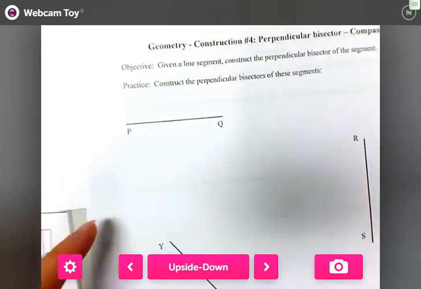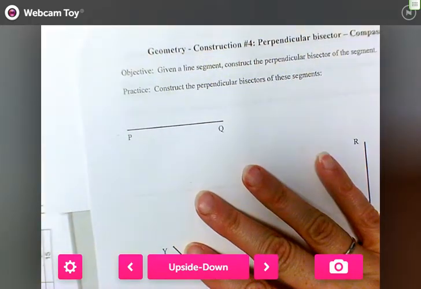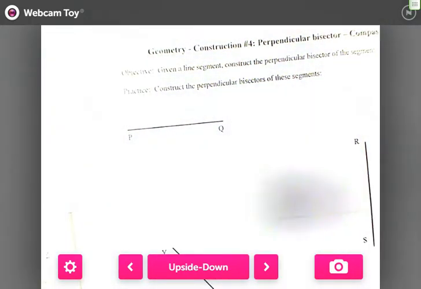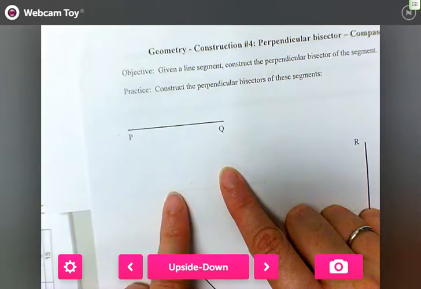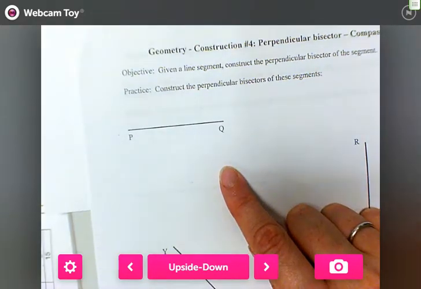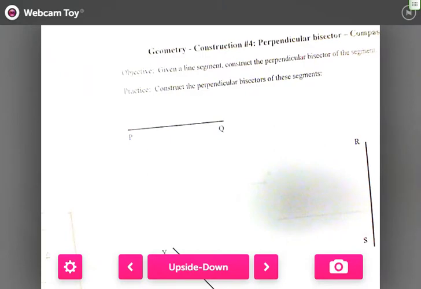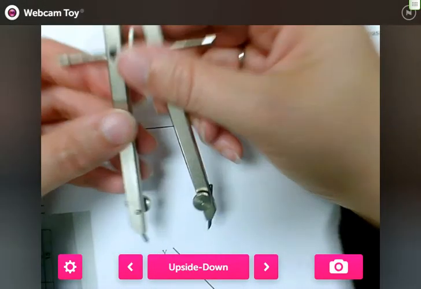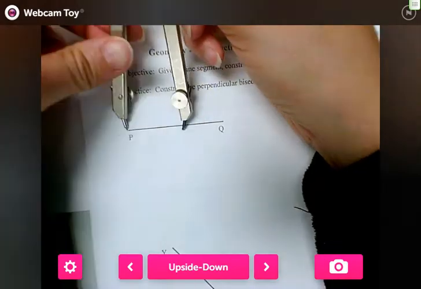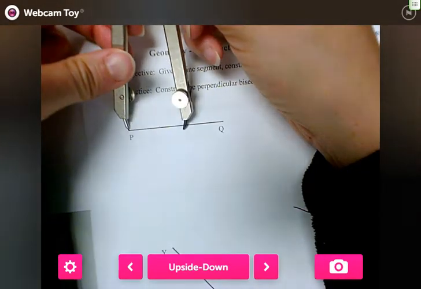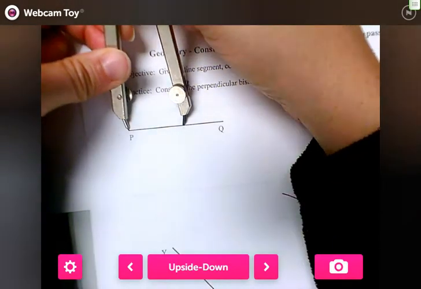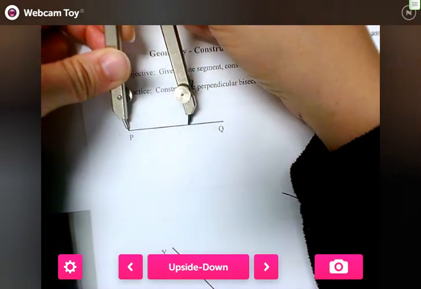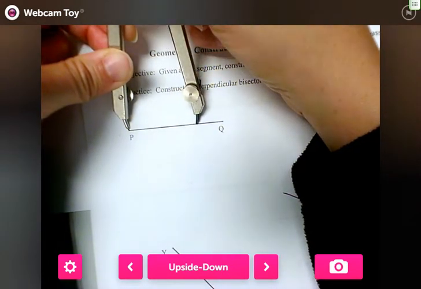All right, we are going to create a perpendicular bisector. Okay. So I am going to take my compass and I'm going to put the pointy end on the very end point by P. And then I'm going to make my compass wider than halfway.